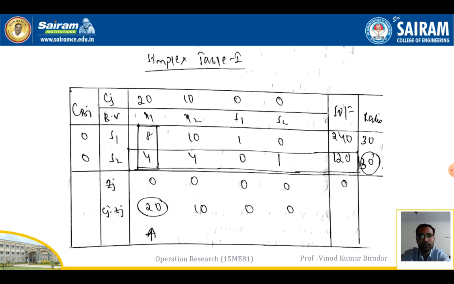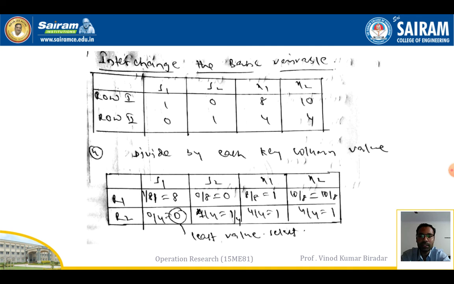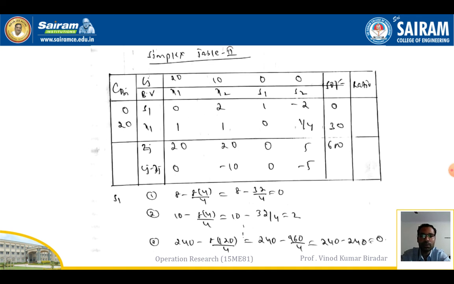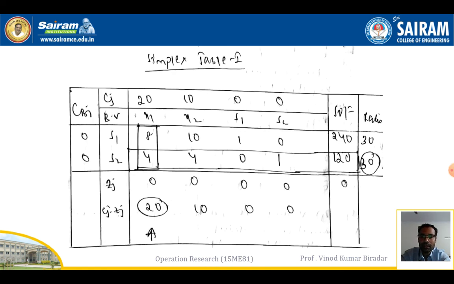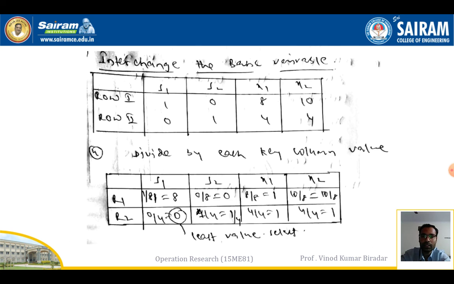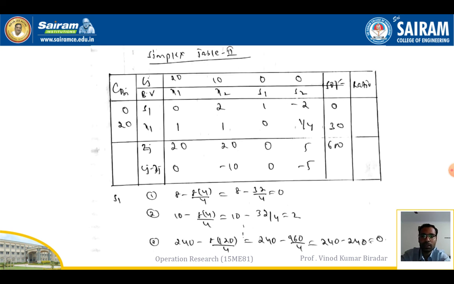Once you have selected, construct simplex table 2. The procedure is the same: x1 and x2, s1 and s2, and write the quotient values here. Here s2 is leaving and x1 is entering, so in the next table you will get s1 and x1. Here x1 and x1, the similar procedure is followed.